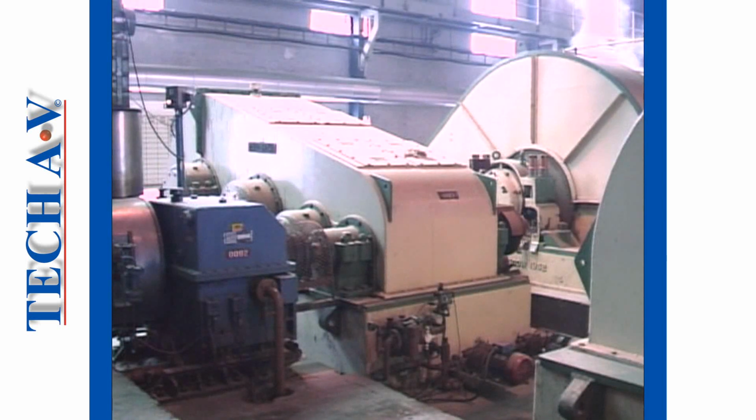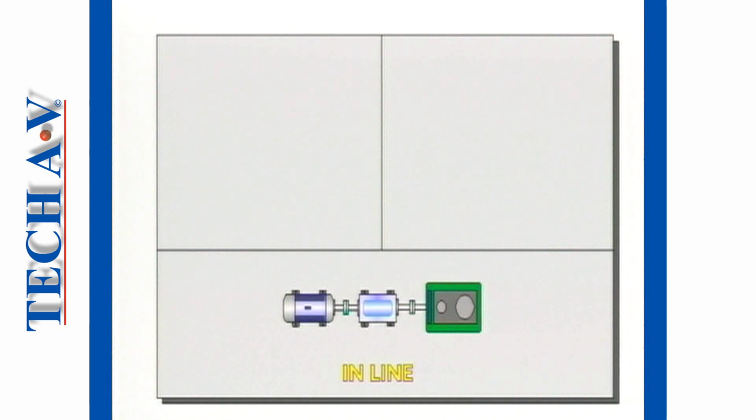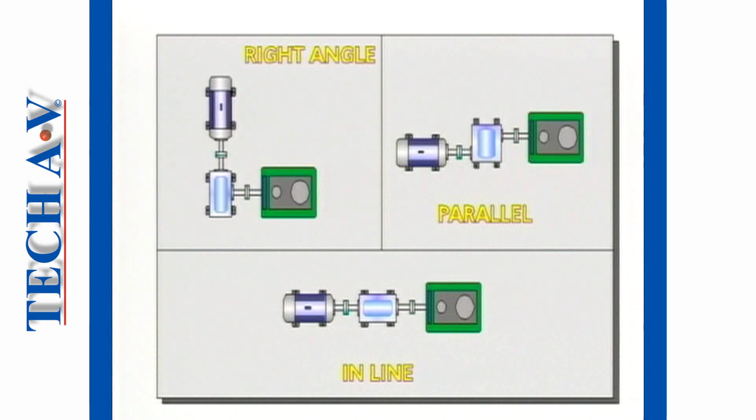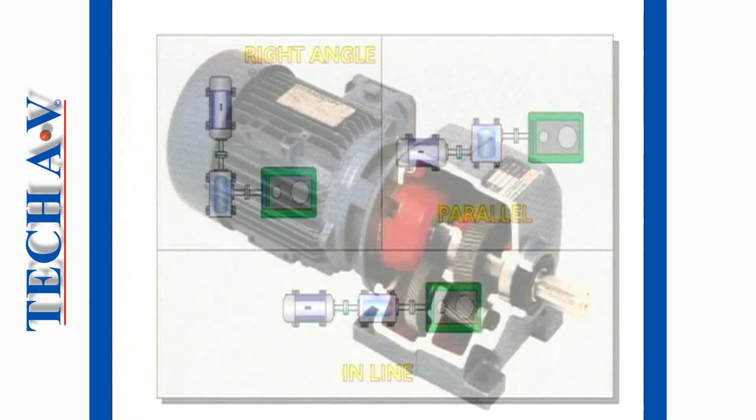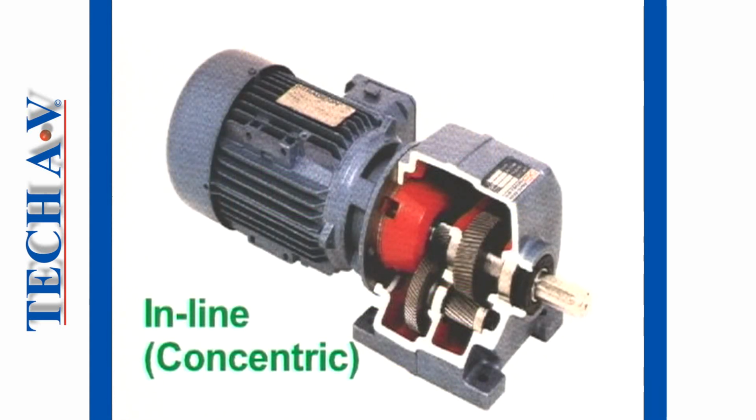Let's now look at some designs and types of reducers. In broad terms, there are 3 major reduction types, namely inline reducers, parallel shaft reducers, and angle drive reducers. An inline reducer has its input and output shafts in line, that is, on the same axis. This configuration is also known as concentric.